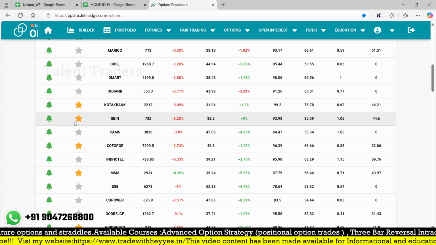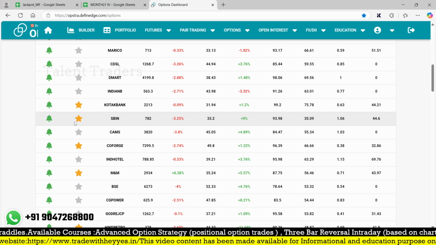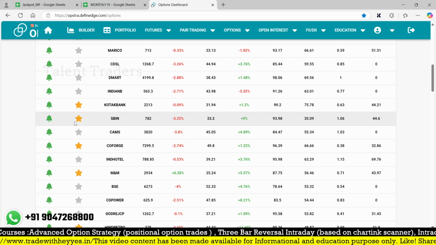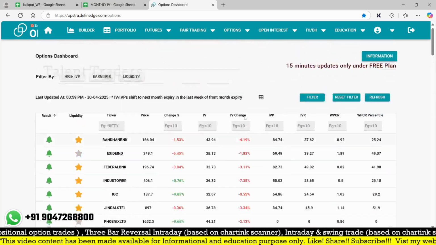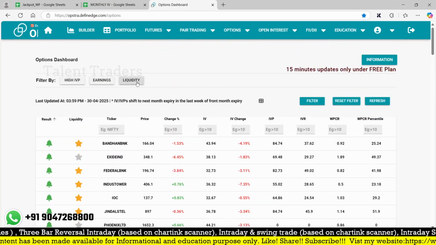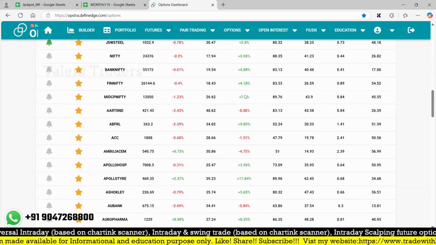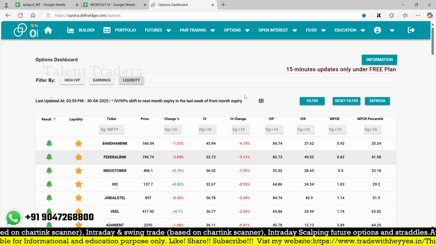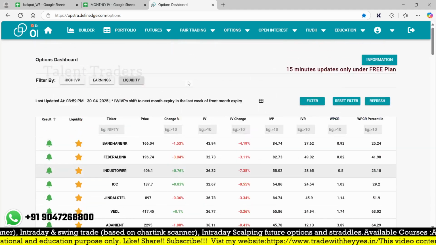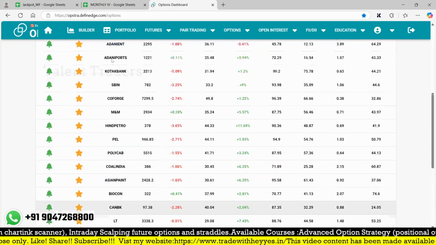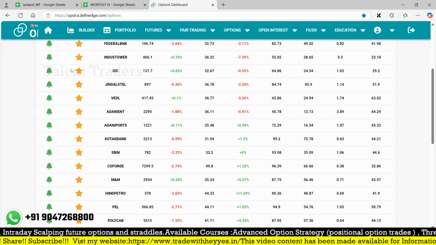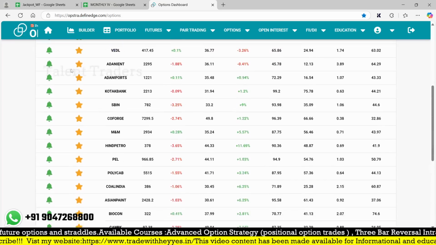Soon, if the stocks announce the result, the IV may be very high because of the expectations. So you should compare that also, because many stocks are going to announce their financial results. So from these liquid stocks also we can filter. So based on the liquidity and earnings, many stocks are going to announce the result in the coming days.